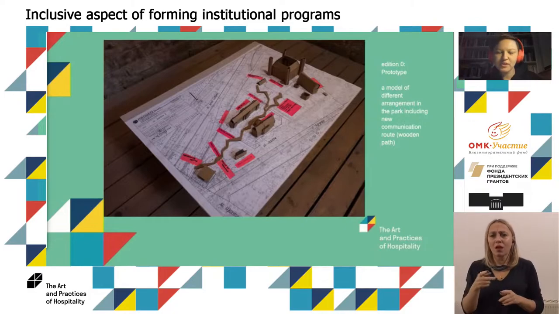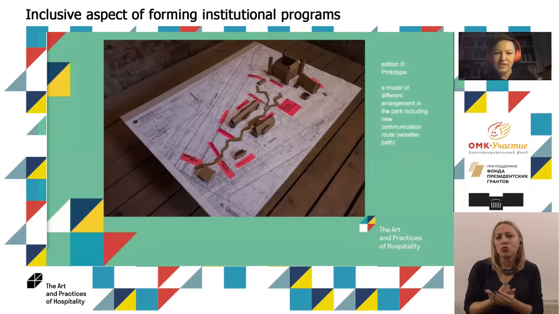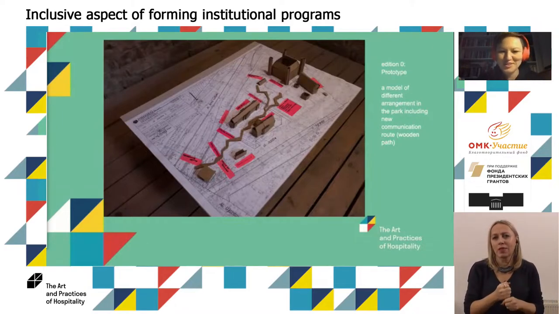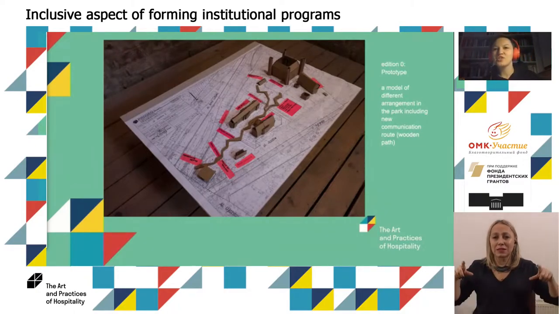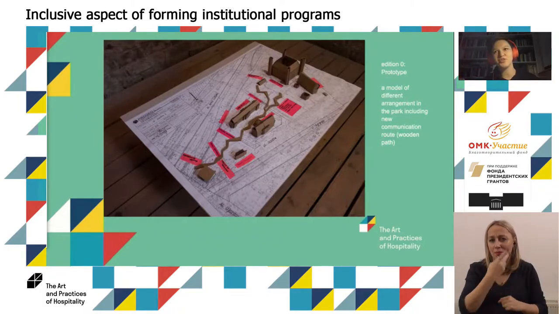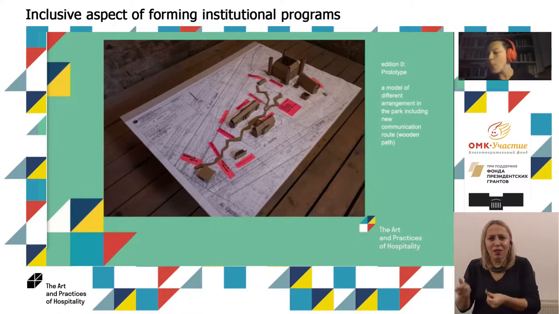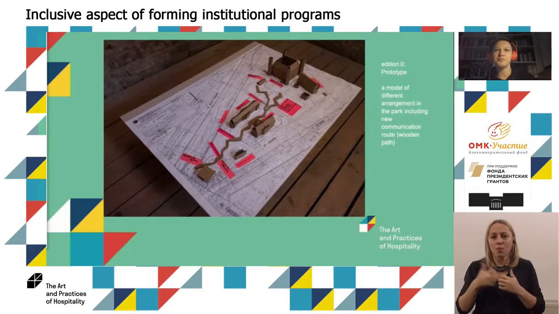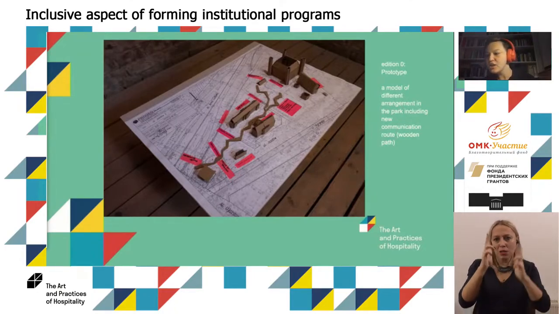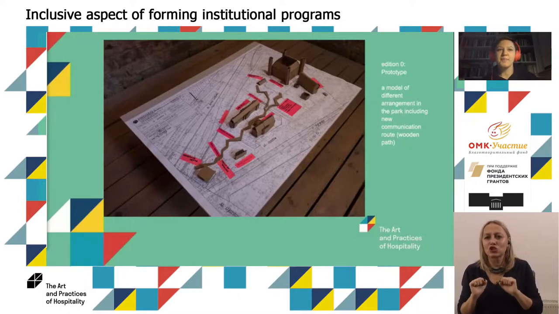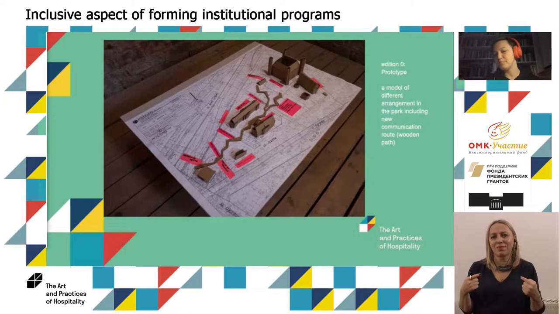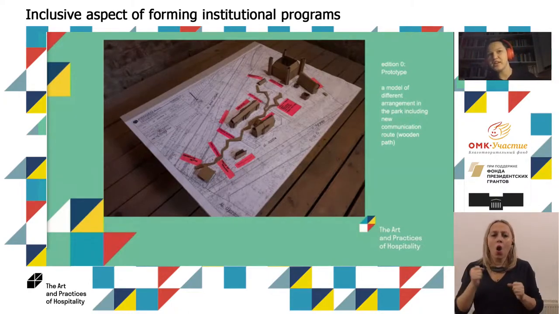So the first attempt was to create a totally different communication road, a totally different path. I'm not sure if you see it, but on this model you see that the path is between the buildings. It's a wooden one, so we checked how it could work. Maybe I should mention that the first assumption was that we can't do anything for longer because the park is under conservation protection, I mean, it has preservation orders. So we could do only temporary things, but it was also a benefit because we could build a prototype and then check if it works or not.